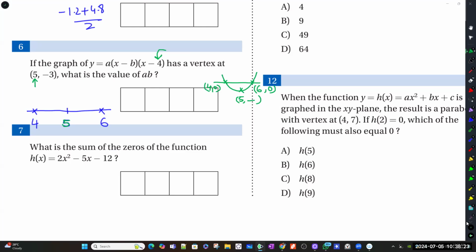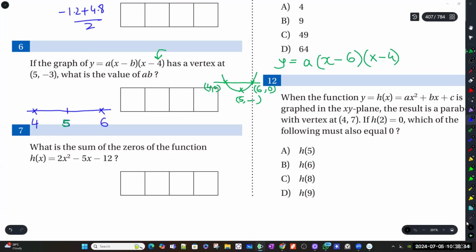Haris, what do we do next? Then we can just plug in the values and find A. Okay, so plug in the value for B. What do I put in place of B? 6. 6 times (x minus 4) equals y. And which value do I plug in? Now, x is 5, y is -3. Beautiful.